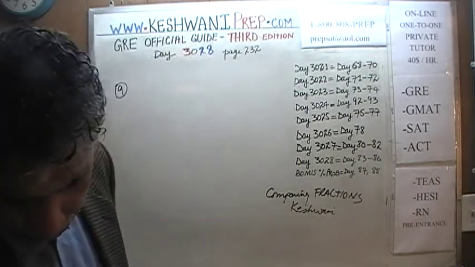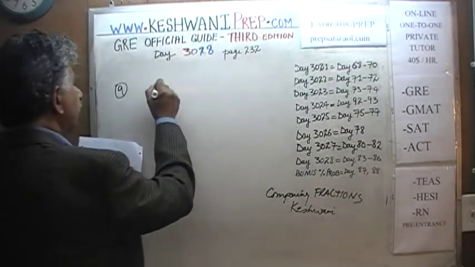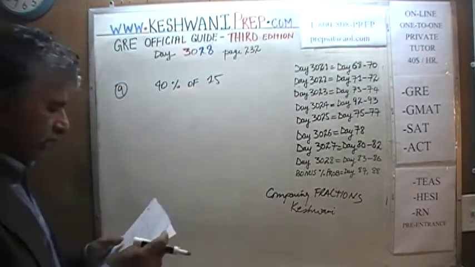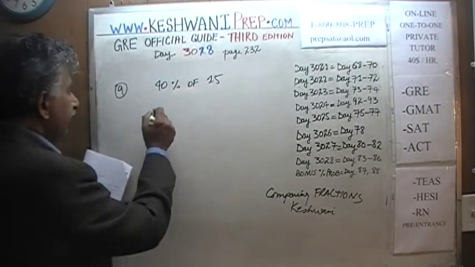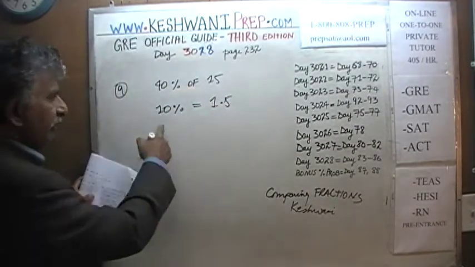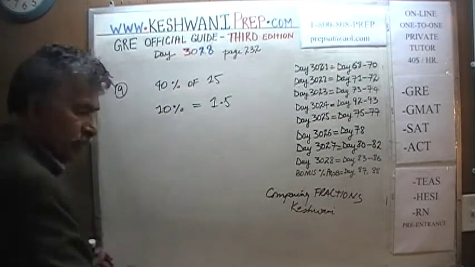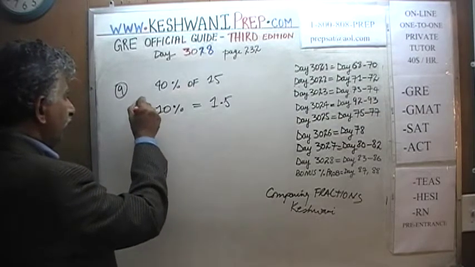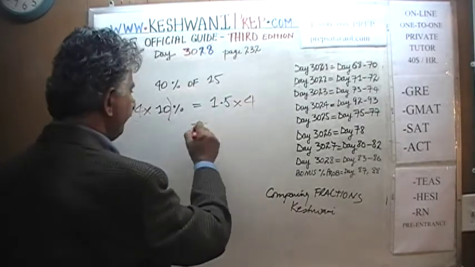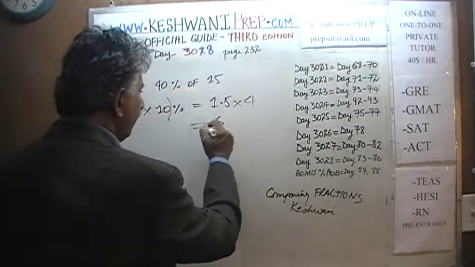Problem number A, 9A. We're asked for 40% of 15. There are several ways we can go about it. I'm going to show you one or two ways. We know 10% of 15 would equal 1.5. If 10% equals 1.5, we don't want 10%, we want 40%. How do we make it 40%? It's very simple. Multiply both sides of the equation by 4. So 4 times 10 now becomes 40%. Since we multiply this side by 4, we have to multiply that side by 4. And that's it. 1.5 times 4 is 6.